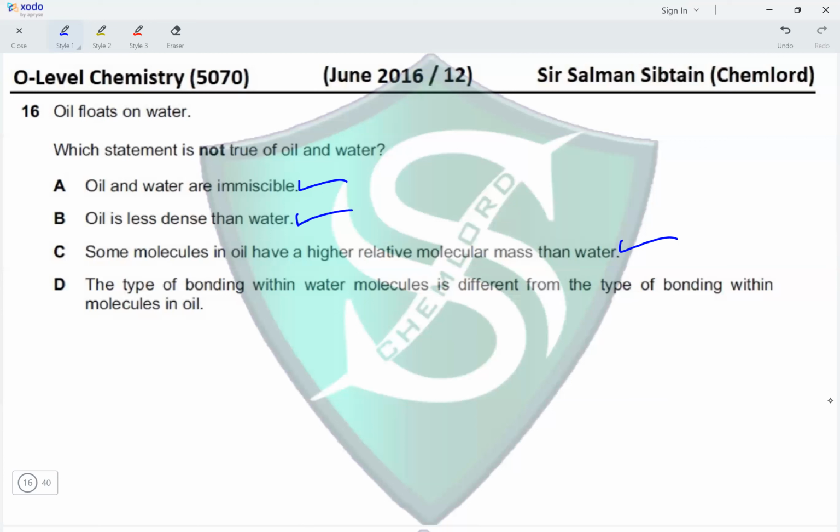And the type of bonding within water molecules is different from the type of bonding within molecules in oil. No, both contain covalent bonding. The type of bonding is the same. None of them contain any other type of bonding, for example, ionic. Both of them are covalently bonded molecules. Therefore, since the question asks which statement is not true, the correct option for this question is option D.